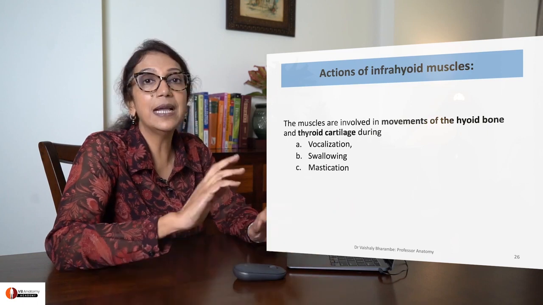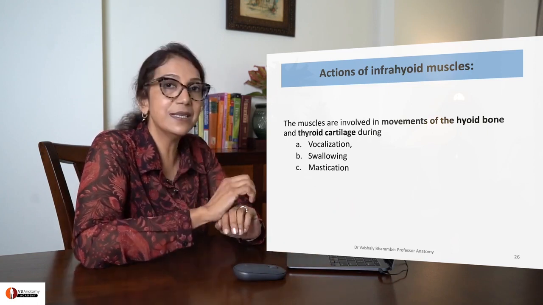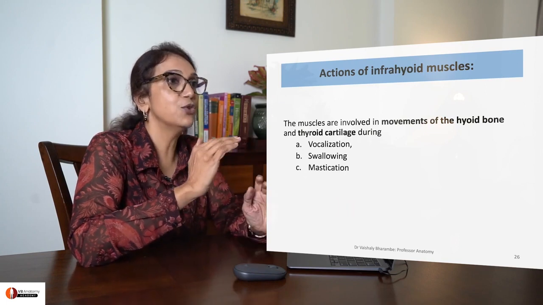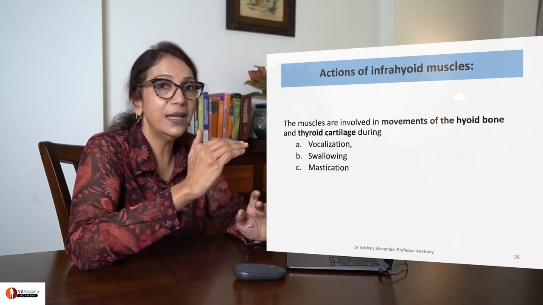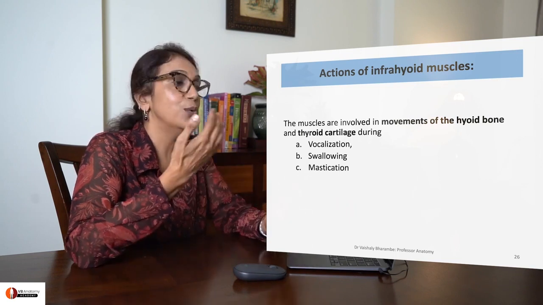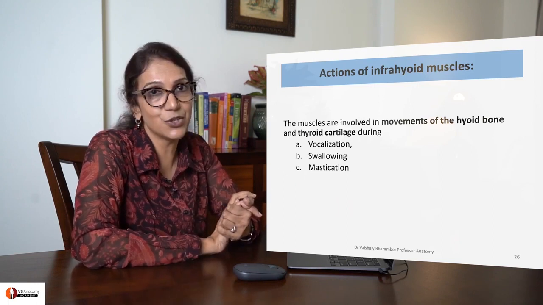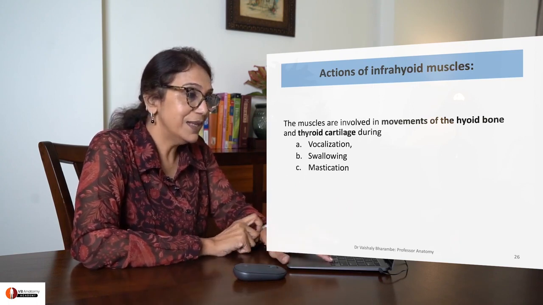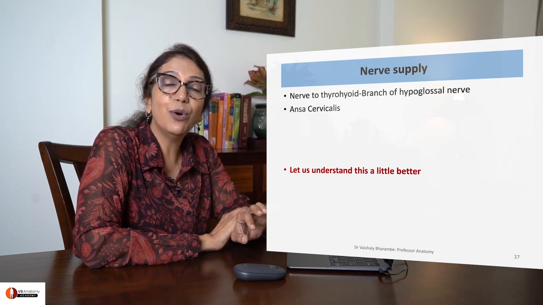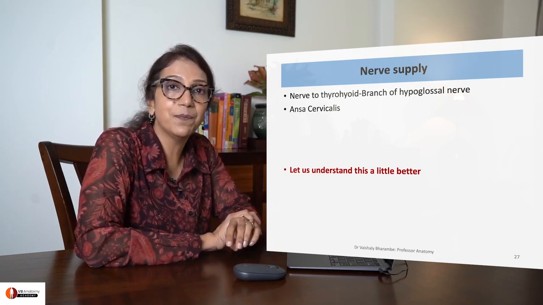So here we complete the anatomy of infrahyoid muscles. What is the action of these muscles? These are muscles which mobilize your hyoid bone and thyroid cartilage during vocalization, as in speaking, during swallowing, and during chewing movement or mastication. Okay? So with this, we complete the anatomy of infrahyoid muscles. We now go to its nerve supply.